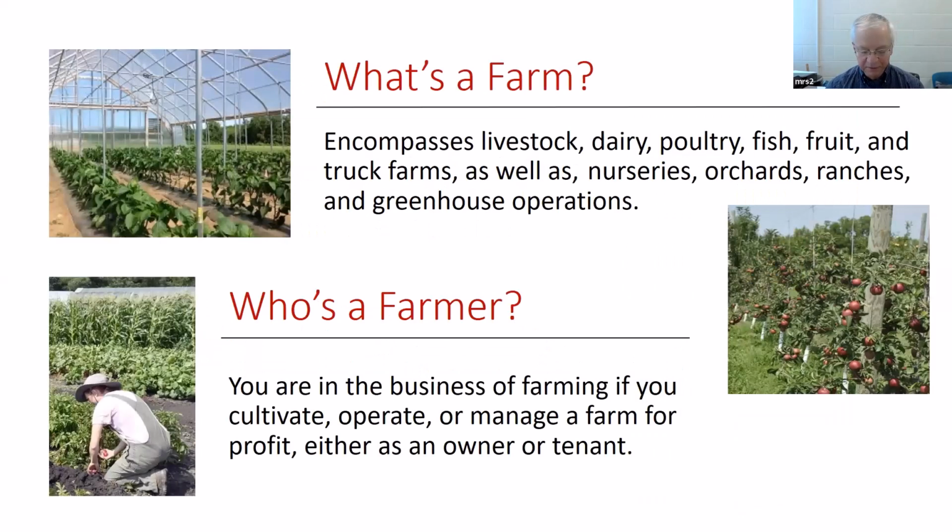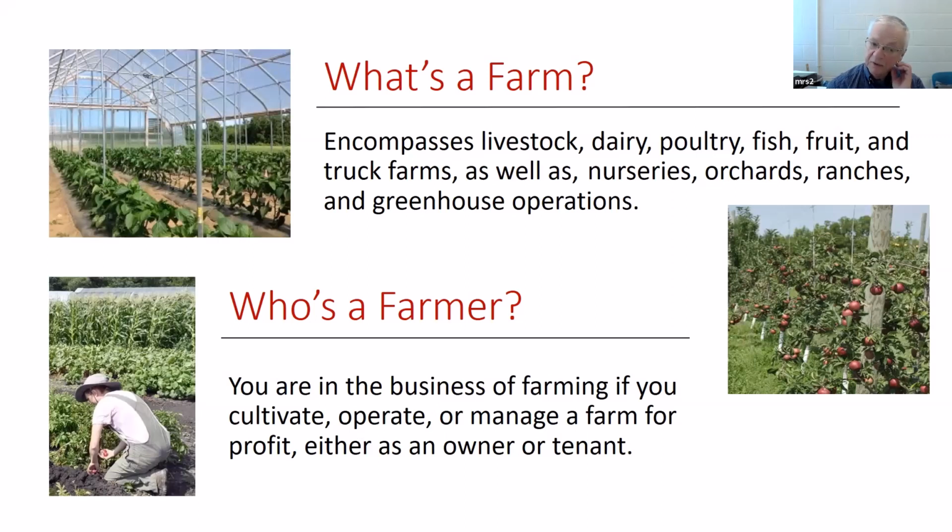So what's a farm? Again, this is probably not anything new to you, but a farm is basically where those activities encompass livestock production. We might have dairy, poultry, fish, fruit, or truck operations, and they include nurseries, orchards, ranches, and greenhouse operations. So there's a pretty broad, generic definition of what a farm is.